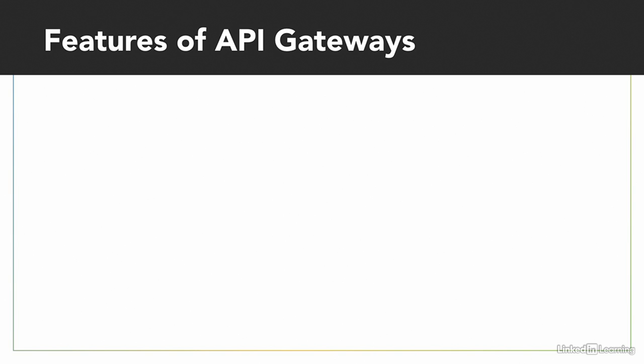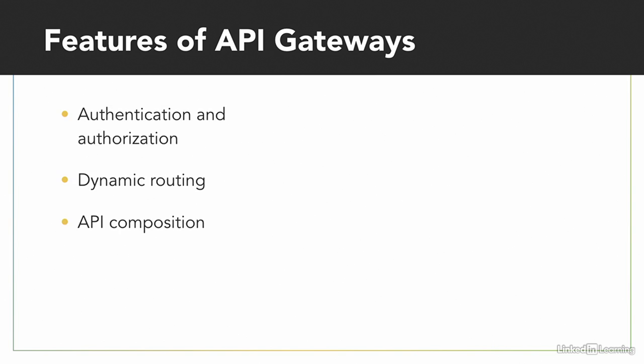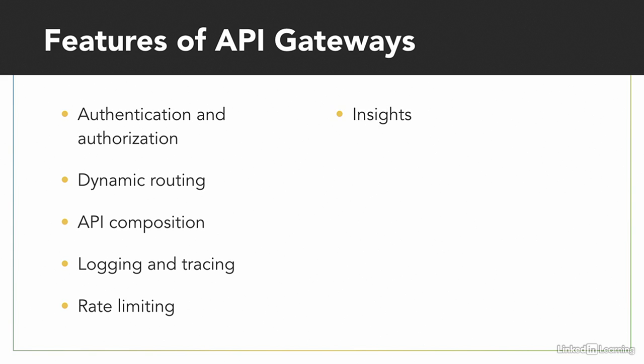However, most of the time, API gateways include authentication and authorization functionality, dynamic routing, API composition, in other words, the capability of aggregating the data received from two or more services, logging and tracing, rate limiting, that is, prevent further processing of requests if certain conditions are met, and finally, insights and monitoring for observability.